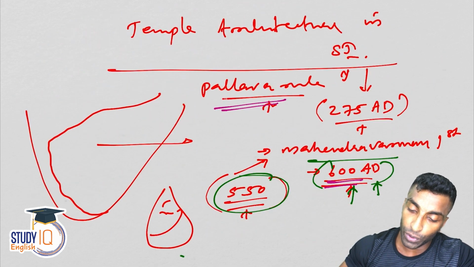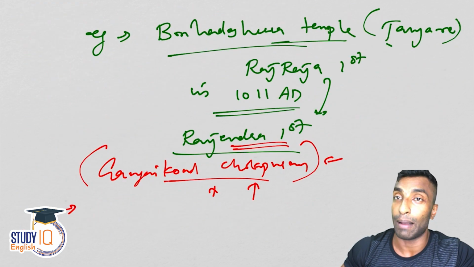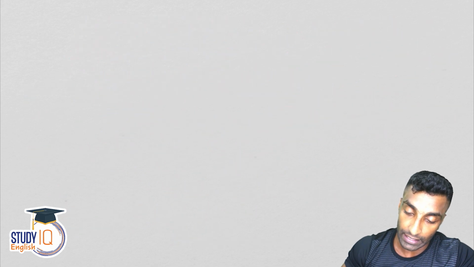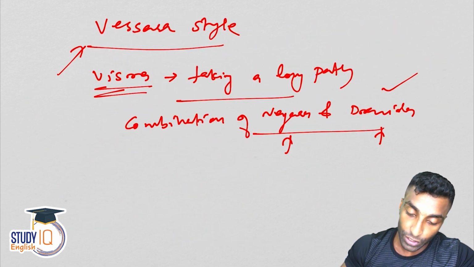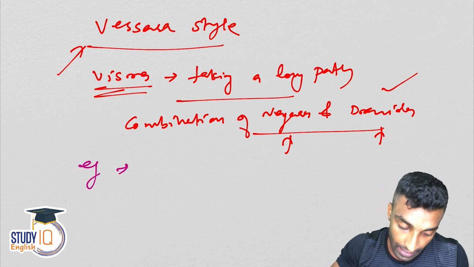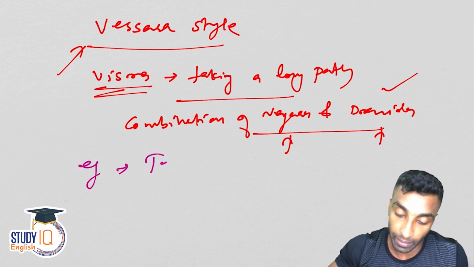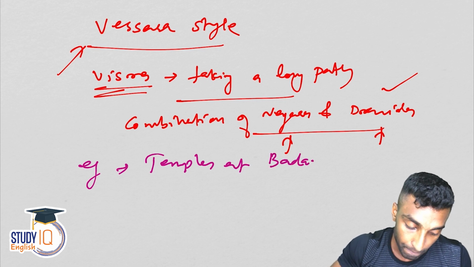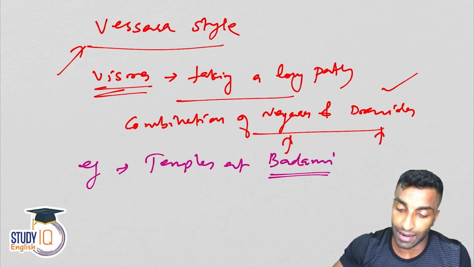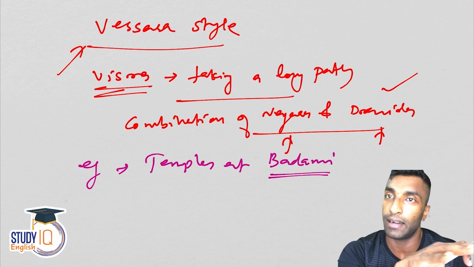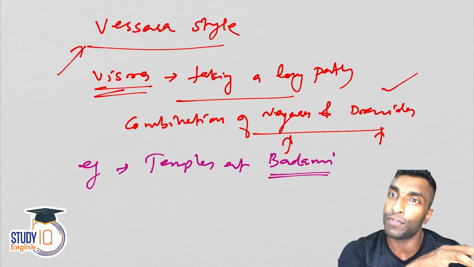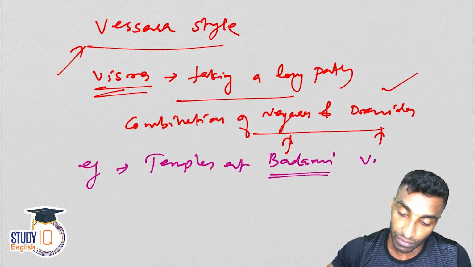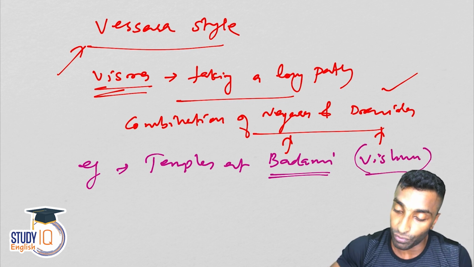Now what more we need to know in this is the examples. You should be in a position to write the examples of this as well. So let's talk about a few examples, that is temples at Badami. Temples at Badami, which is a place in Karnataka. Guys, most of these temples, Vessera style, are in Karnataka. And most of these temples have the deity Shiva. But in Badami, the deity is actually Vishnu.